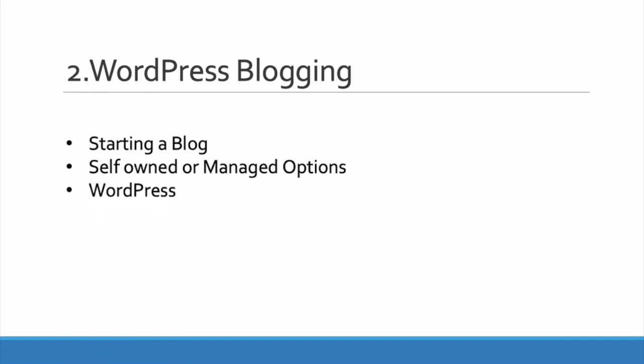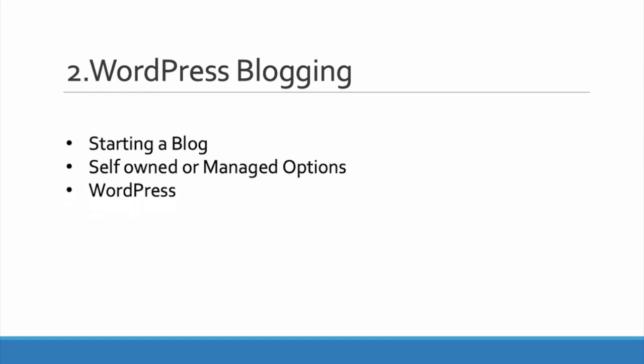In self-owned, you can use WordPress to build your own blog and run and manage it. In managed options, you have various platforms which will give you WordPress or any other content management system which you could use to build your blog. In our case, we are going to choose and run our blog on WordPress.